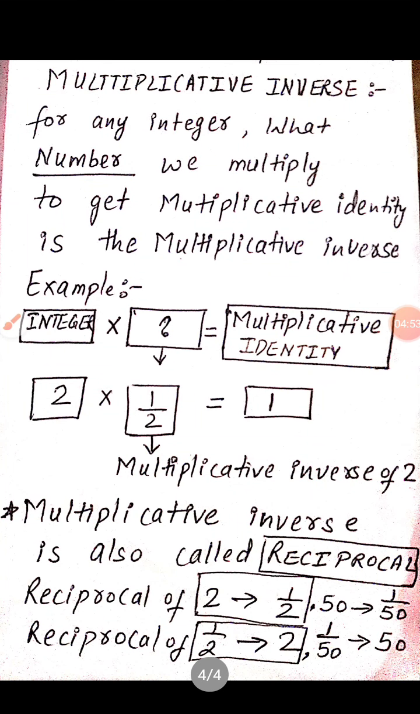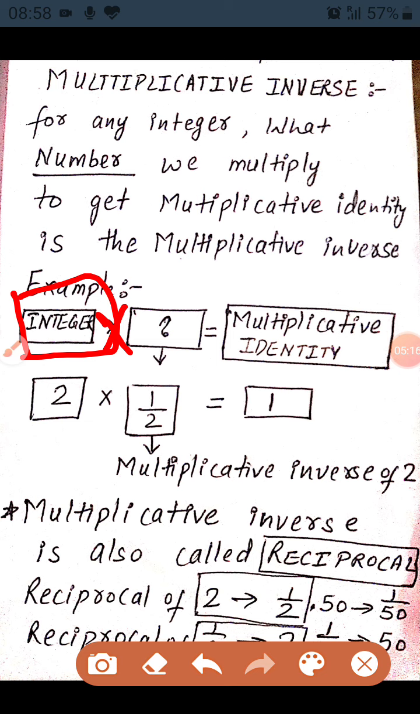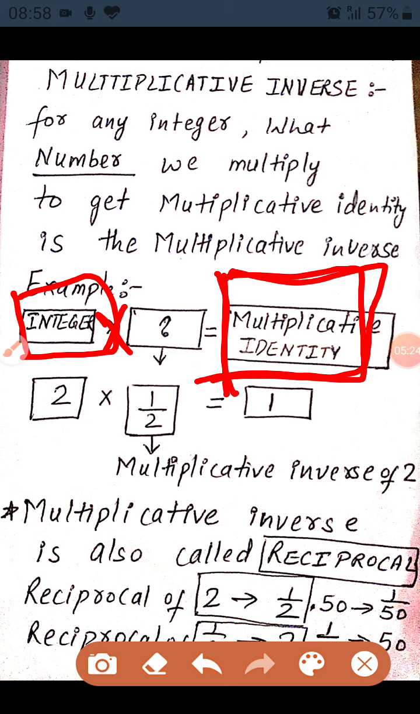Now see the multiplicative inverse. For any integer, the number we multiply to get the multiplicative identity is the multiplicative inverse. In additive inverse we are adding, but in multiplicative inverse we are multiplying. What number should be multiplied to get the multiplicative identity? Additive identity is 0, but multiplicative identity is 1.